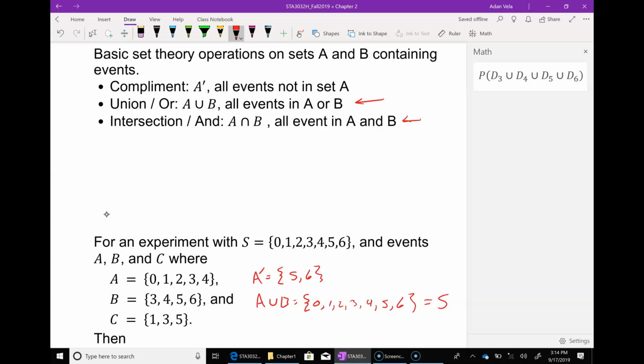We could also do A and B. And in this case, we're just trying to find the common elements that are both in A and in B. All right, so that would involve rolling, let's say, a 3 and 4, because we see them both in A and B. Okay. So in this way, we can start generating compound or more complex events to test for when we're calculating our probabilities down the road.